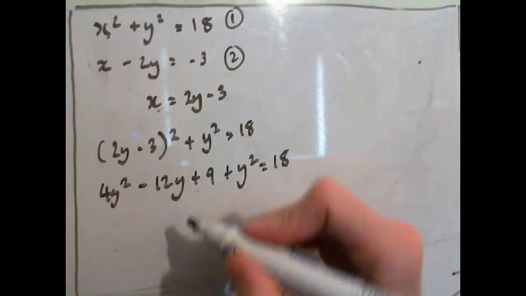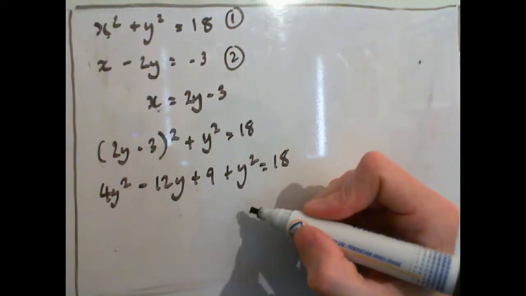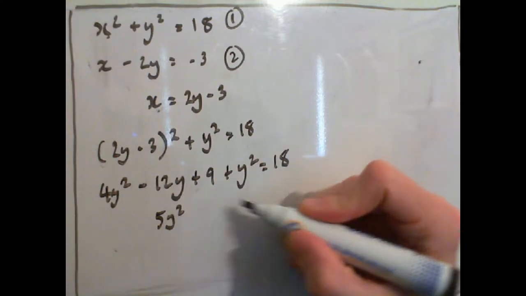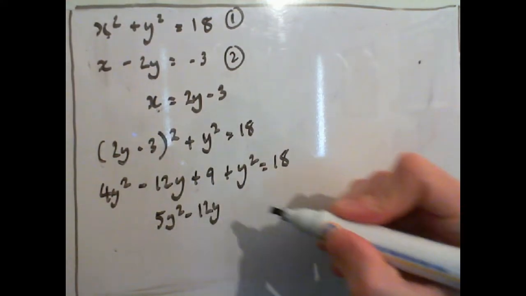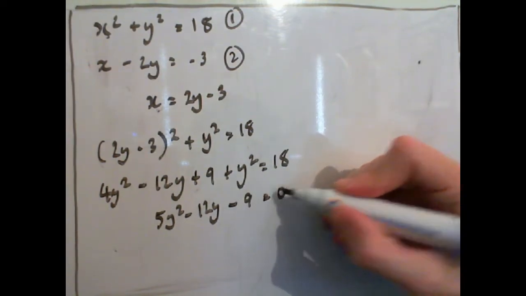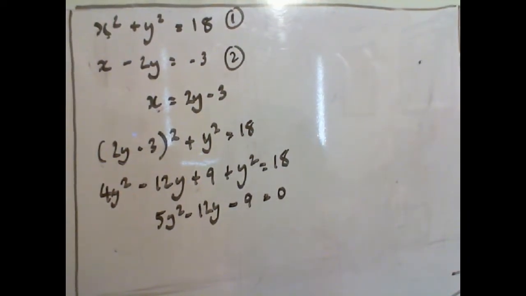Then I'm going to add these things up and move the 18 over here, so 4y squared plus y squared is 5y squared minus 12y, and then when I move this over I get minus 9 equals 0. Now this is a bit more manageable.